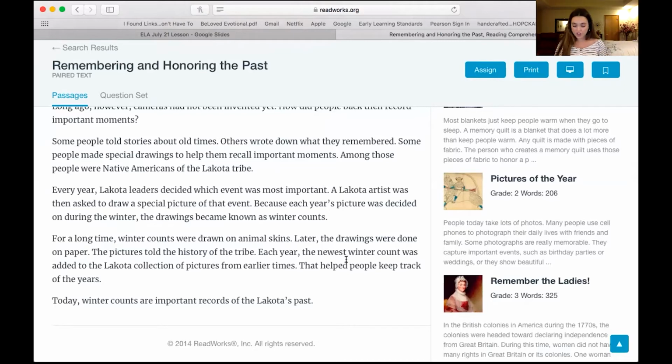And we could also write that they use animal skins, because it says on our reading here that they used animal skins to draw. So used animal skins. All right, so with that being said, now we have 4 things on each side.